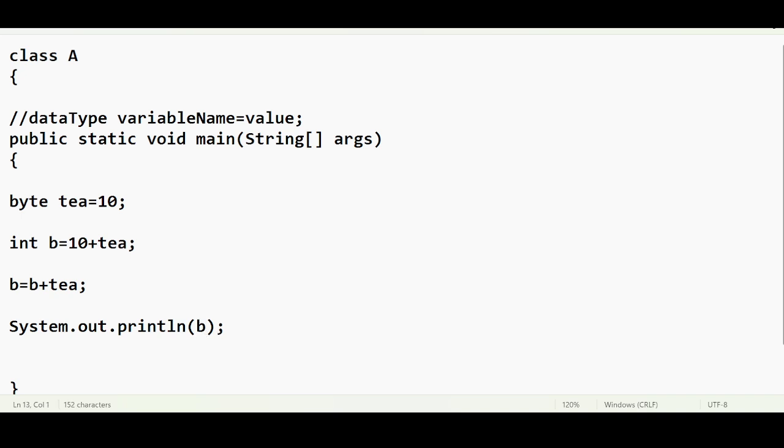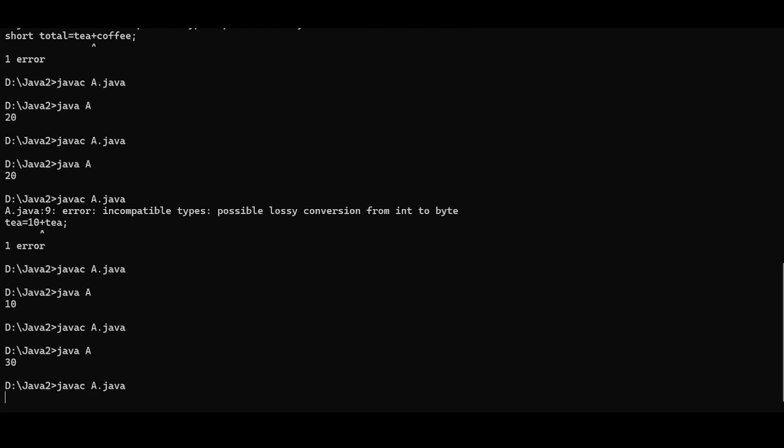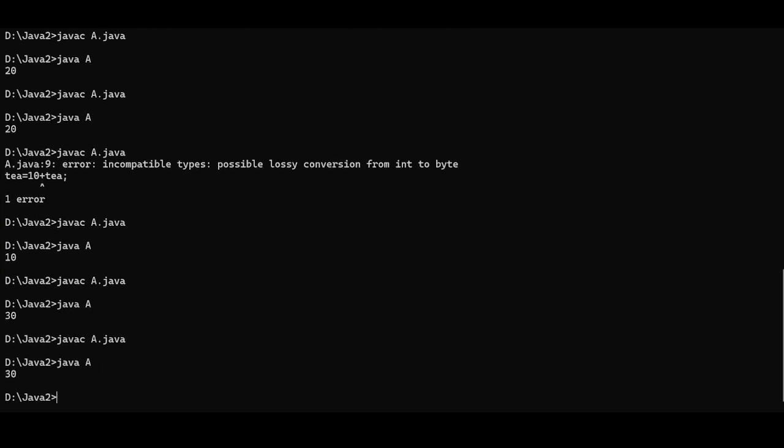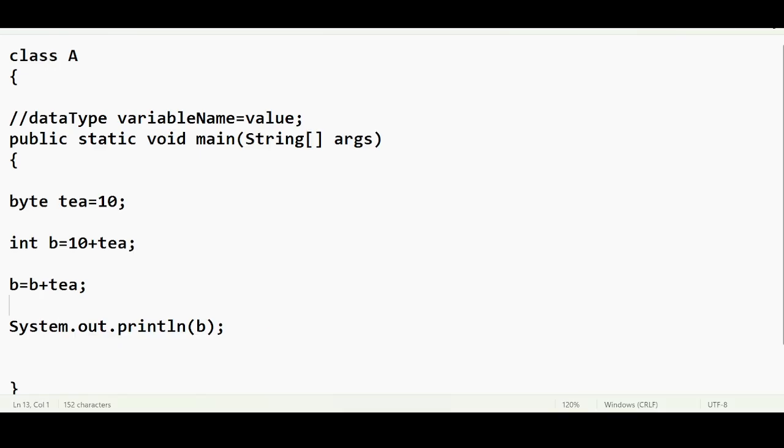Okay, let us do this. Let's see if we are getting an error or not. The compilation is valid, and we are getting 30. You might be thinking, Sarah just said that if one of the operands is byte, it is not valid. But look, even though this is byte, the resultant value is getting stored in the integer place, right?